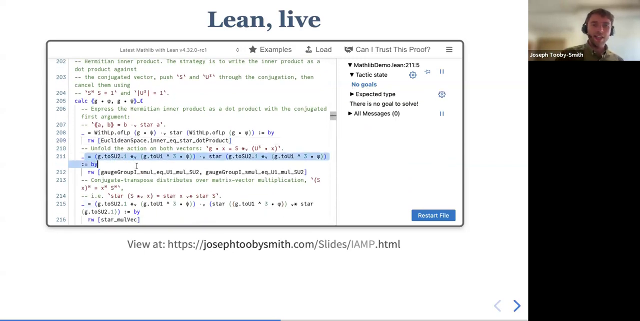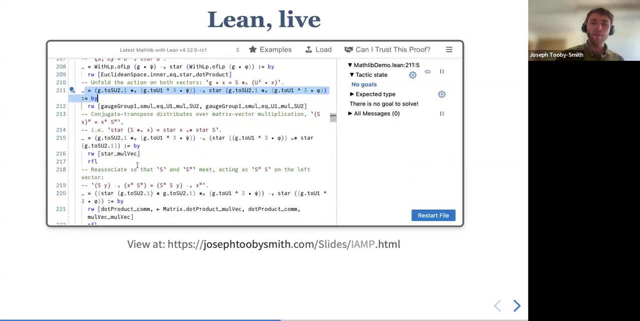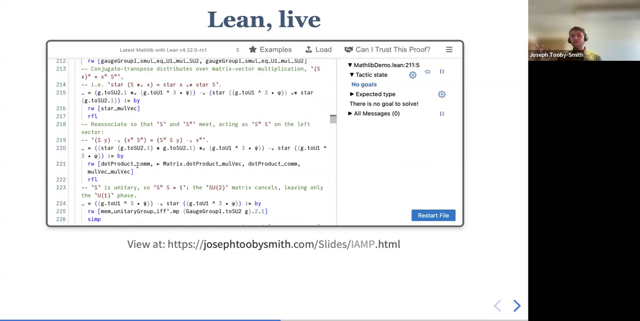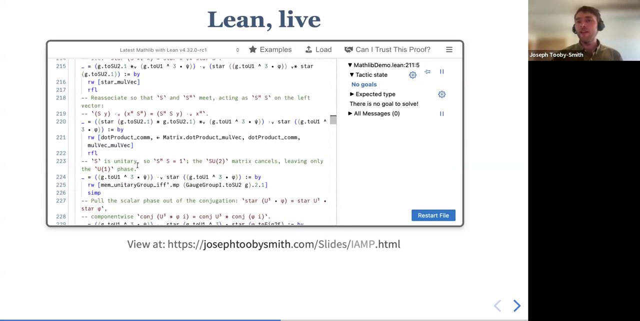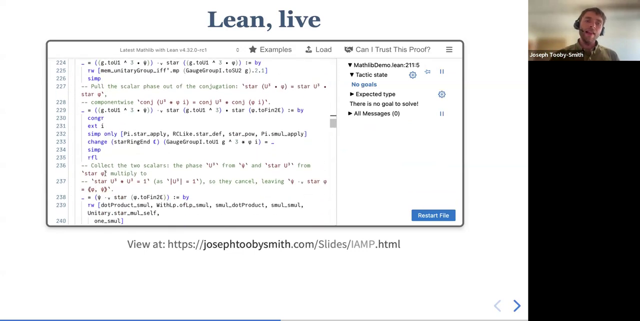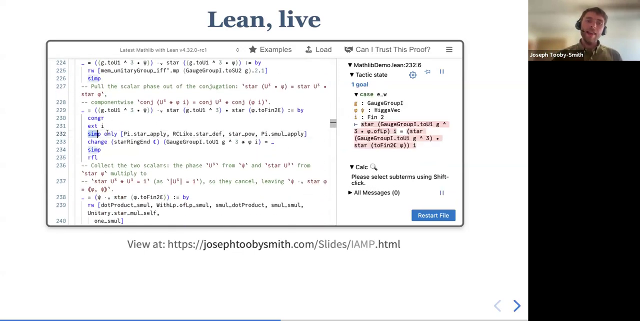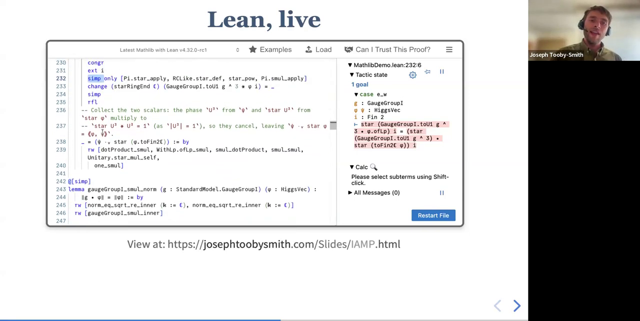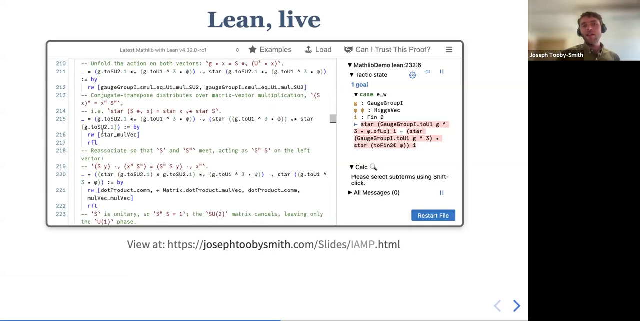We'll then do some rearranging and so on and so forth. And basically, we're going to move the matrices to the left, and we're going to cancel them out by the fact that these are unitary matrices, and a matrix times the Hermitian conjugate of itself is equal to the identity. And this is kind of what these proofs look like. And it depends on these tactics like simp, which, if you're familiar with Mathematica, is something like simplify in Mathematica, and so on and so forth. And this is kind of what Lean looks like.